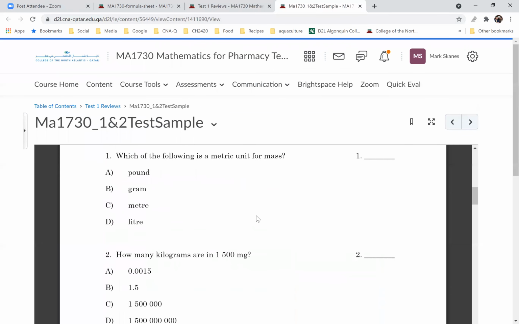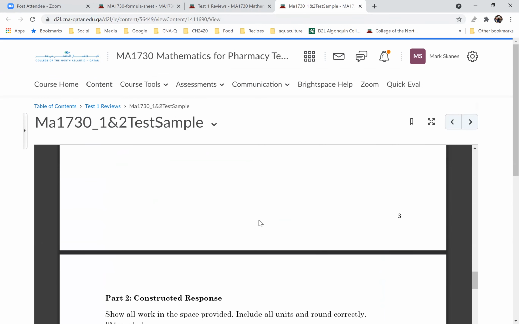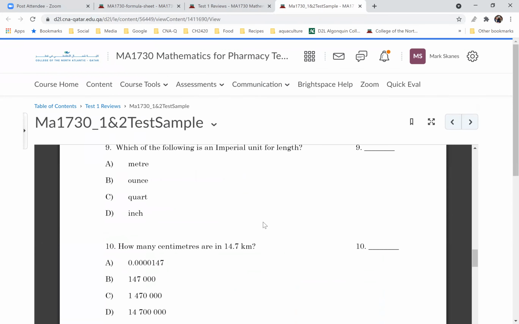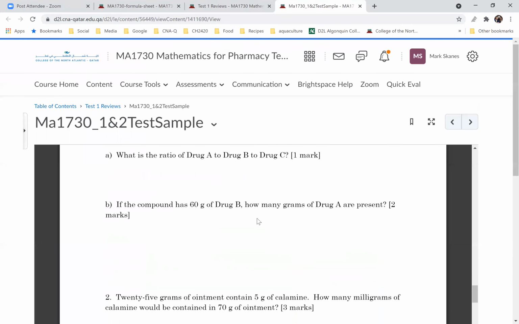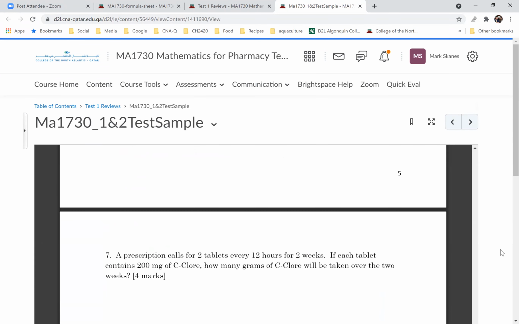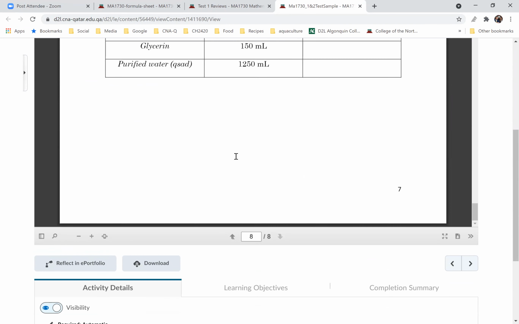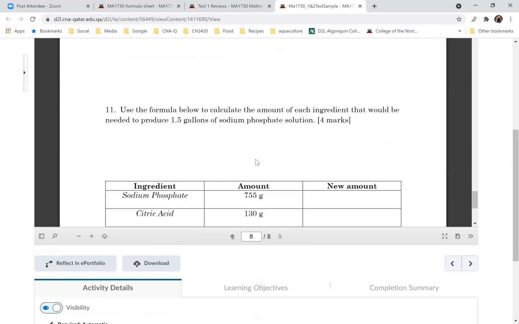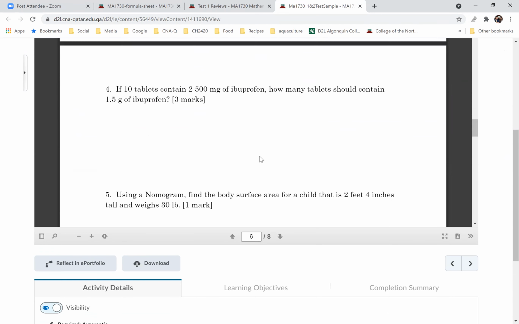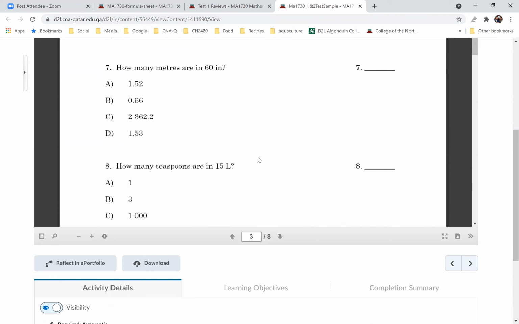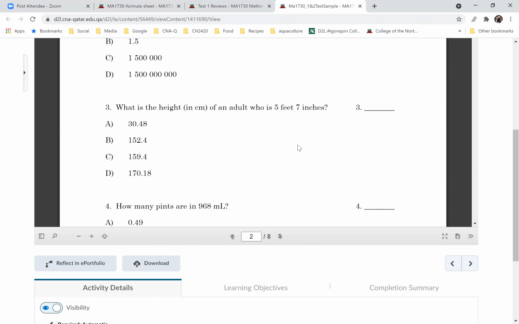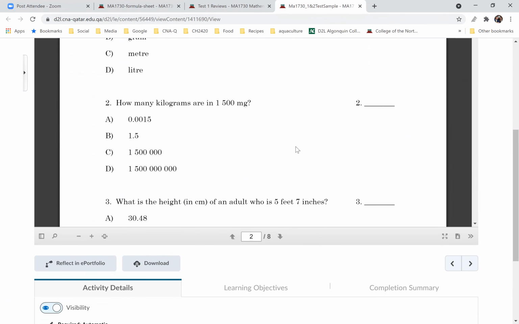So this is just a sample test, very much like your test. There'll be 10 multiple choice and a selection of short answer questions, about 10 or 11 of them. It's basically the same test, I'll just have different questions. But this is what you're going to need to know for tomorrow. So let's look at a couple of these.